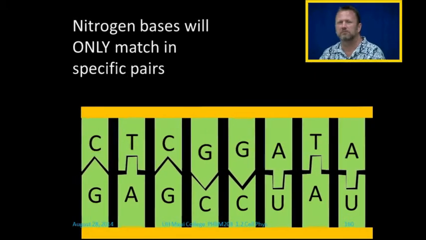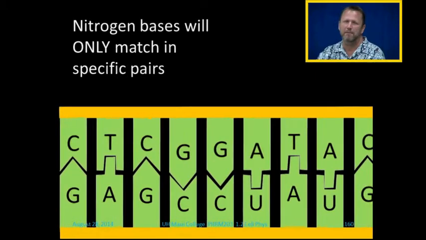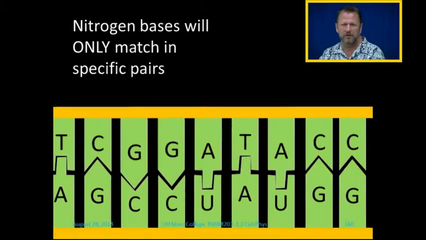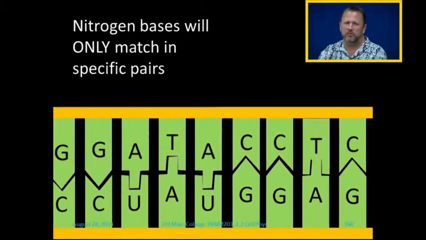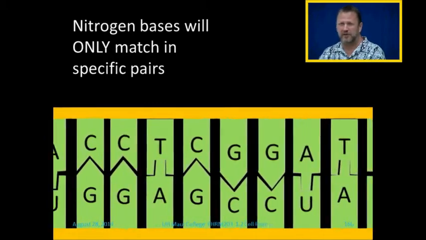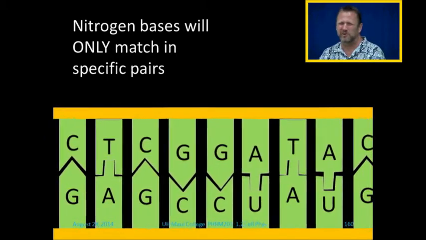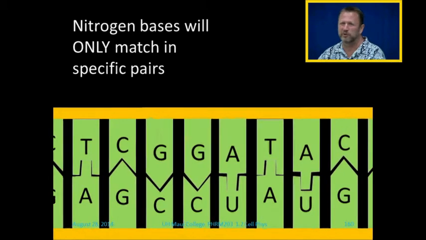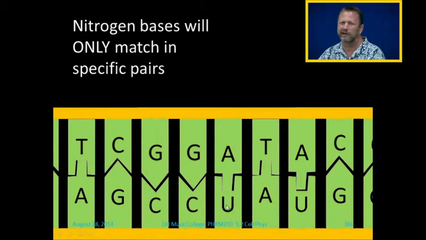There we go. Notice that nitrogen bases only match in specific pairs. So G is always matched with C. C is always matched with G. T is always matched with A, or A is always matched with U. U is used on RNA. T is used on DNA. So notice G only matches with C, and A only matches with T, or its twin U. Okay? And this happens spontaneously because of hydrogen bonding.